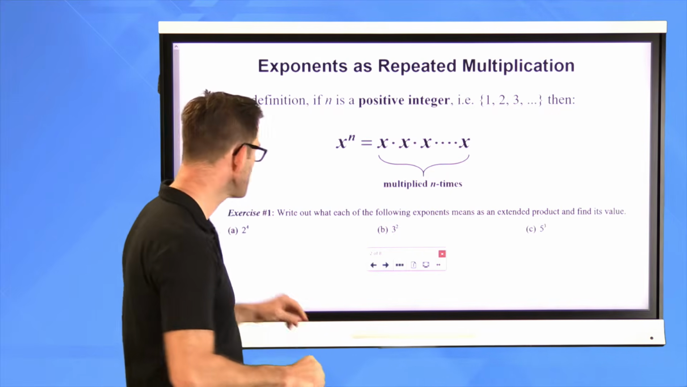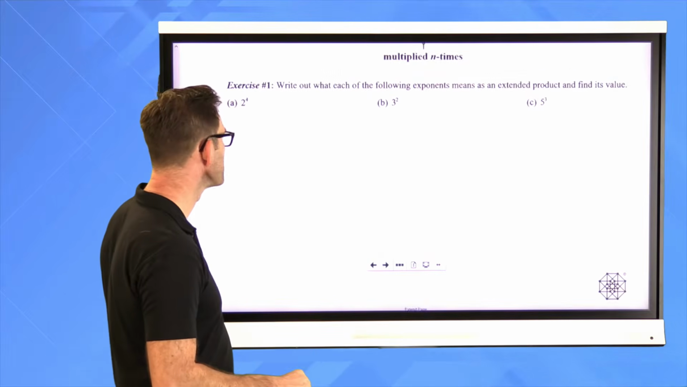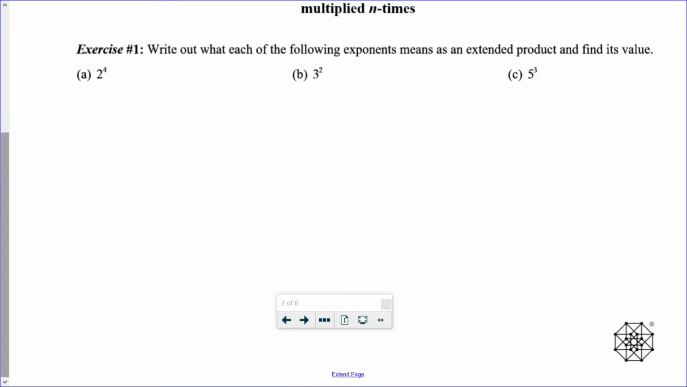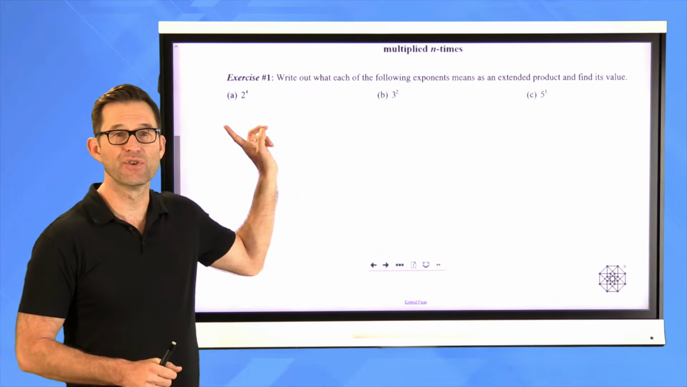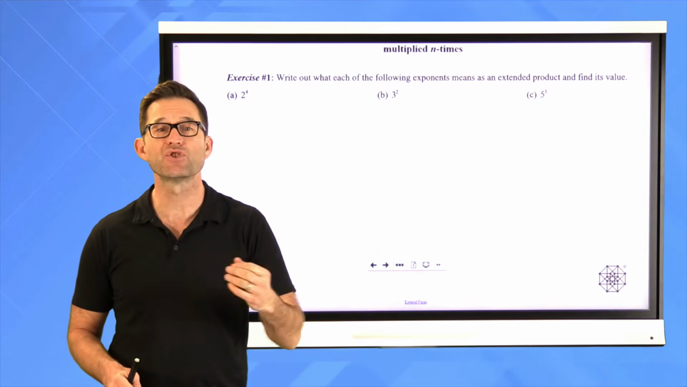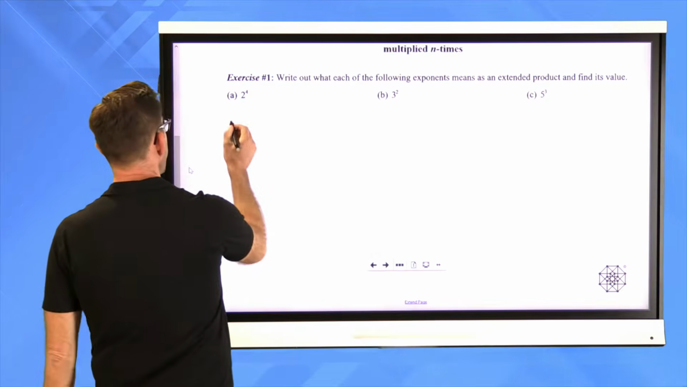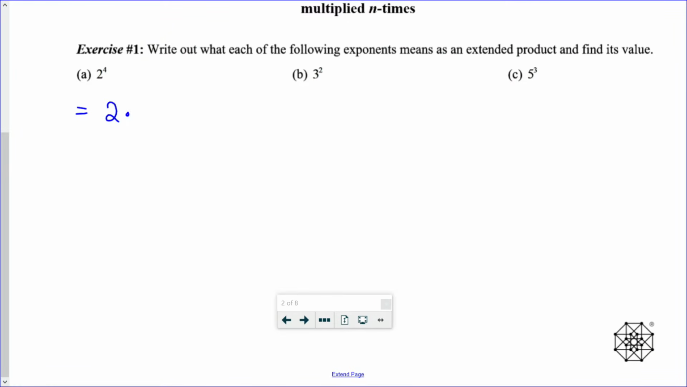So let's make sure that we really understand exponents with some very, very basic work on them. Exercise number 1. Write out what each of the following exponents means as an extended product and find its value. All right. So I would say this, 2 with an exponent of 4, I'd say that that's 2 to the 4th power, right? And what that means, by definition, is it means 2 times 2 times 2 times 2. And that's what I mean, by the way, when I say an extended product.